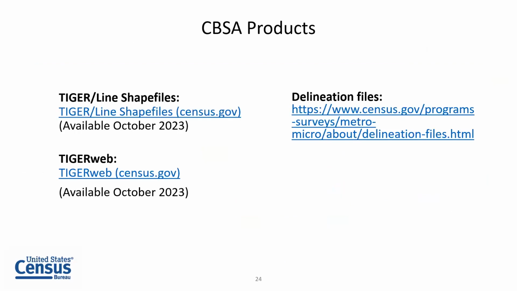Like I mentioned, we do produce products for the core-based statistical areas, and they can be found on the Census Bureau's website. The TIGER/Line shapefiles and TigerWeb updates won't be active until later in October, but the delineation files that the Population Division at the Census Bureau produces are available on the website at this link.